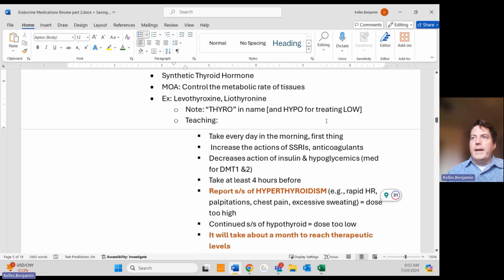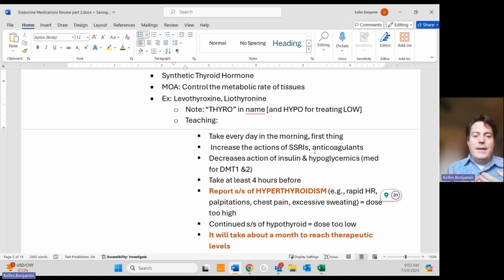So you want to give this teaching: they should take it every day, first thing in the morning. The reason is that with levothyroxine, we're talking 50 to 100 micrograms. That weighs less than a staple. It's an incredibly tiny amount of medication. If we give it on an empty stomach first thing in the morning, then we've minimized all the other variables that come along with things like absorption, right?